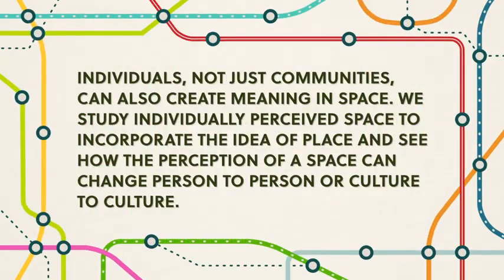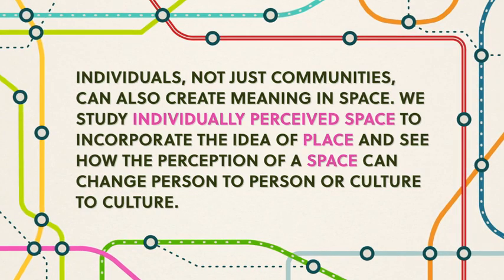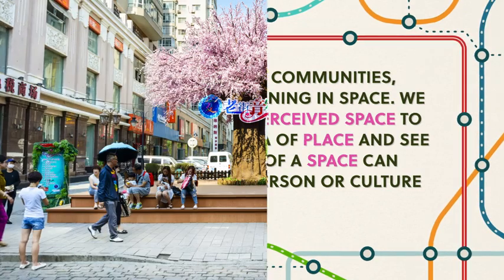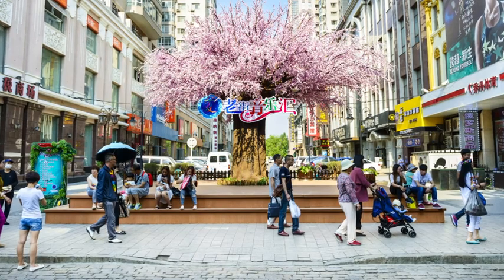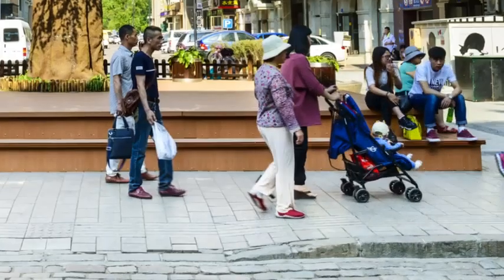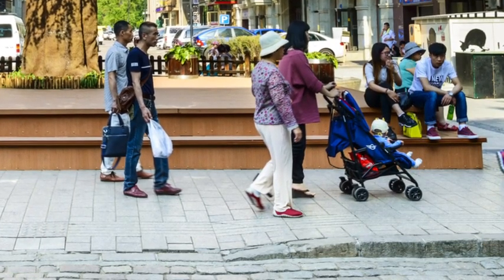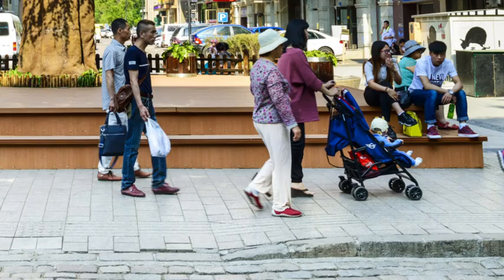Individuals, not just communities, can also create meaning in space. We study individually perceived space to incorporate the idea of place and see how the perception of a space can change person to person or culture to culture. Like a teenage girl living in Harbin might hold a mental map of her neighborhood that includes points of interest to her, like the curb she almost twisted her ankle on while jogging. That's her perception of that space, just like we all have our own perceptions of our individual spaces. And we can see how the perception of individuals or groups has changed over time.